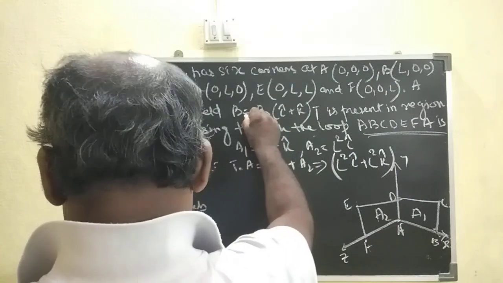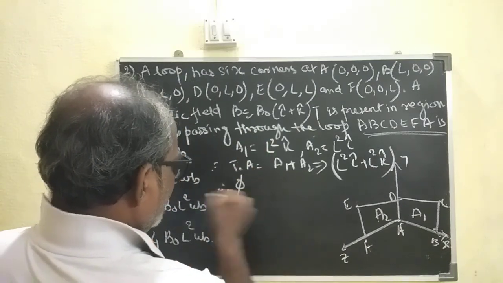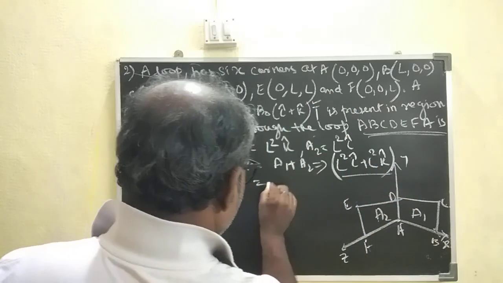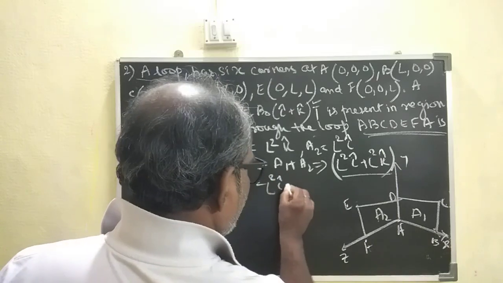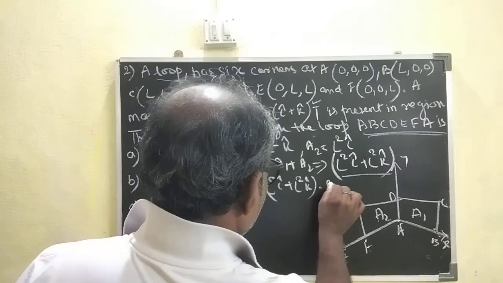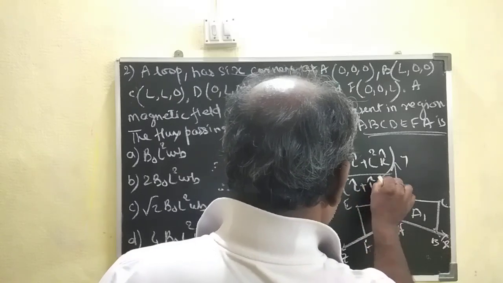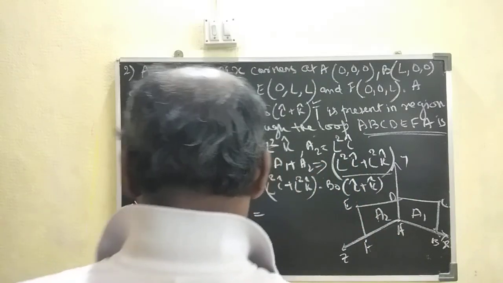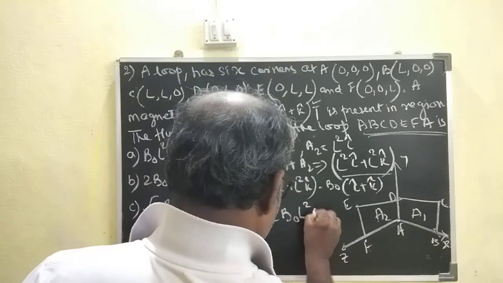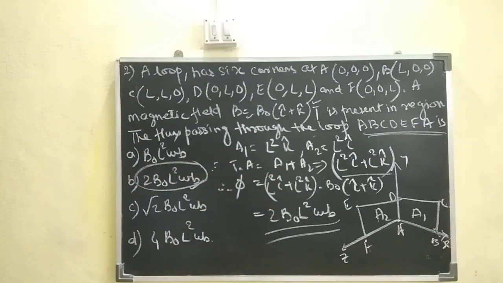So we can write this down. Also the magnetic field is given. Therefore magnetic flux equals this into this. So we write L square I cap plus L square K cap into B naught I cap plus K cap. This is nothing but 2B naught L square Weber. So our final answer is this.